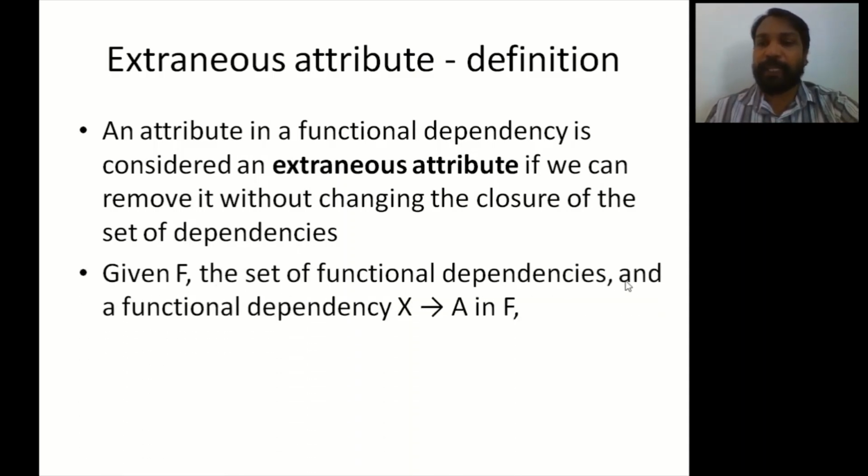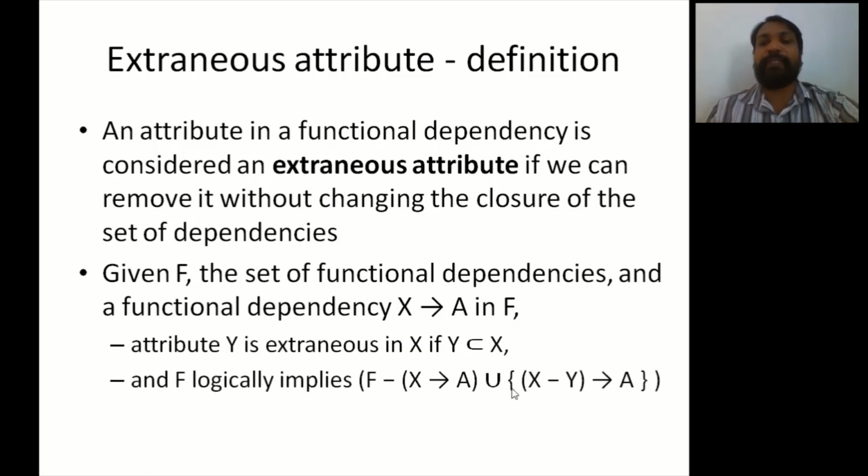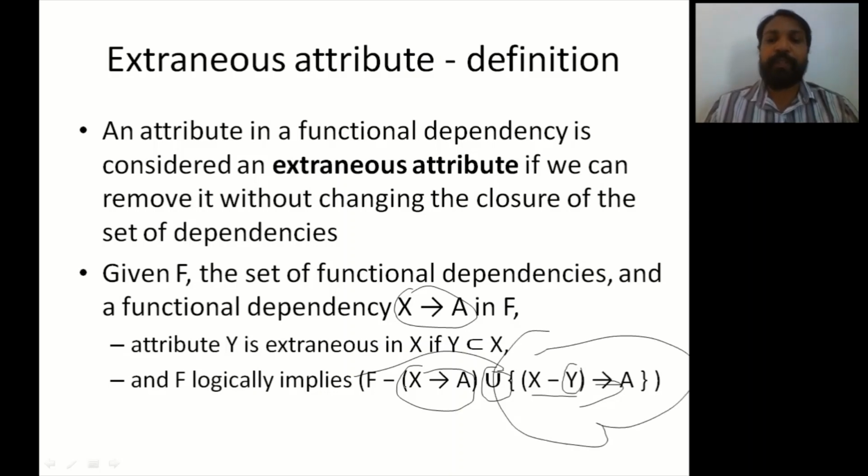So given F, the set of functional dependencies, and a functional dependency X to A in F, then attribute Y is extraneous in X if Y is a proper subset of X, so X contains Y, and F logically implies the following. If we remove this X to A from F and we add, this is a union operation, a new functional dependency, got by removing Y from X, that is X minus Y to A, then we are adding this functional dependency to the original F. So we have removed X to A and added a new functional dependency by removing this Y attribute. Then Y attribute is known as extraneous attribute.